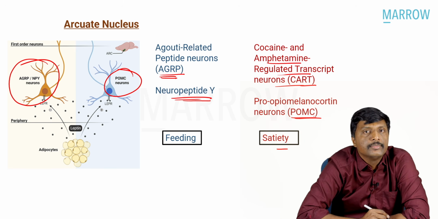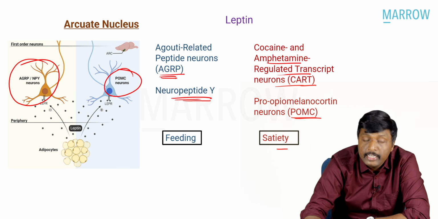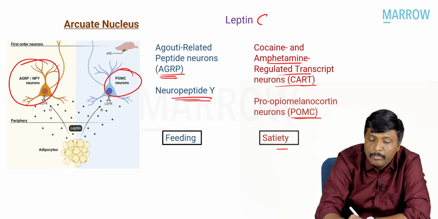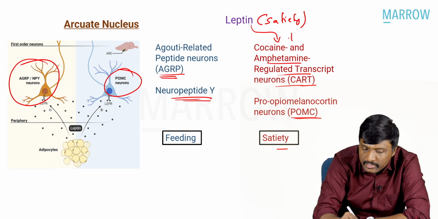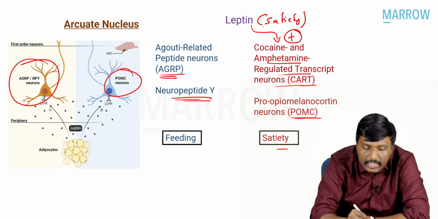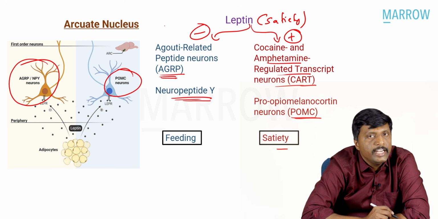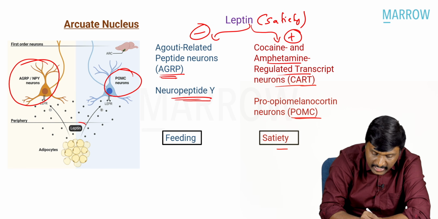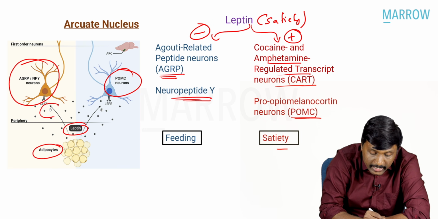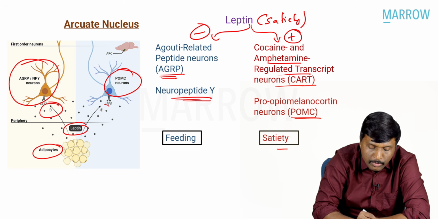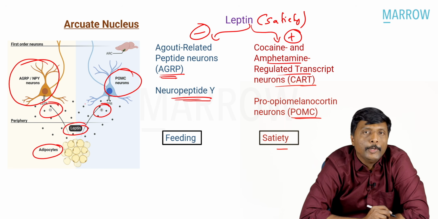Which one is for satiety? CART, POMC. Now, what is leptin going to do, sir? Always remember, leptin is concerned with satiety. So, it will stimulate this satiety group, it will inhibit this feeding group. We are clearly seeing leptin from the adipocytes is inhibiting the feeding group, stimulating the satiety group.